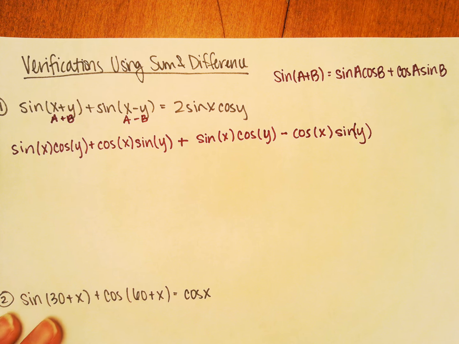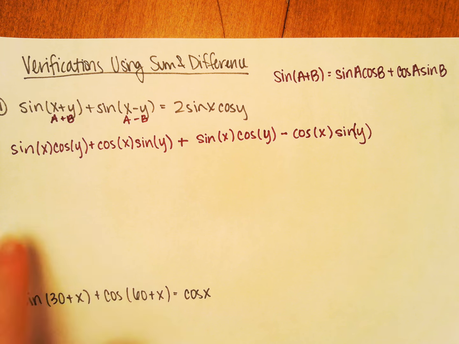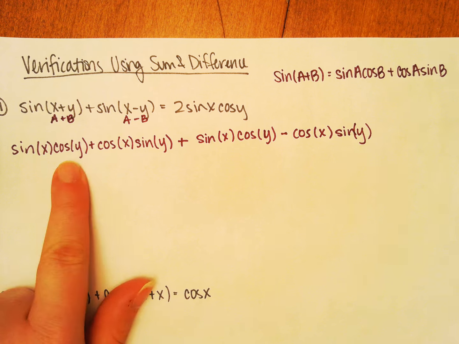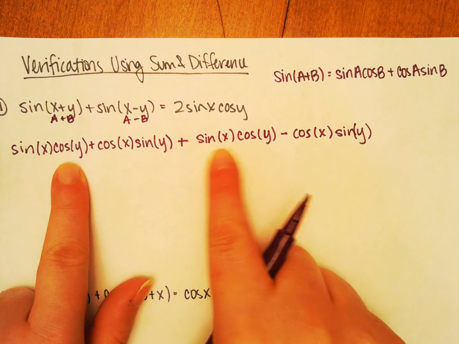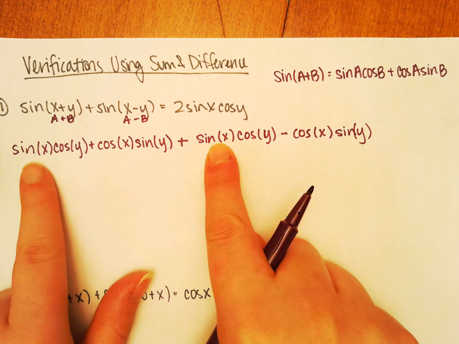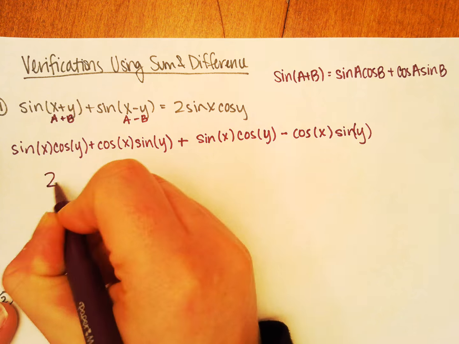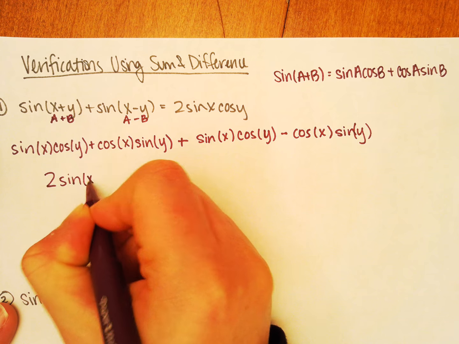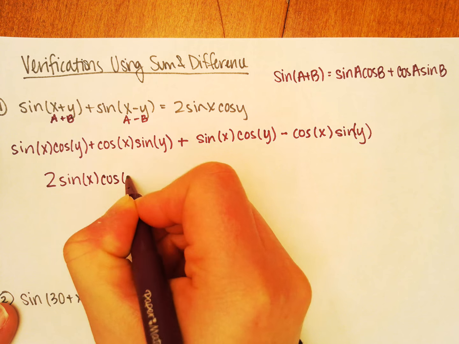And then we look at our problem, we can see if we can combine some like terms. So I have the cosine of x, cosine of y, and I have the sine x, cosine y. So these are like terms, which is going to combine them into 2, which is conveniently what I want.